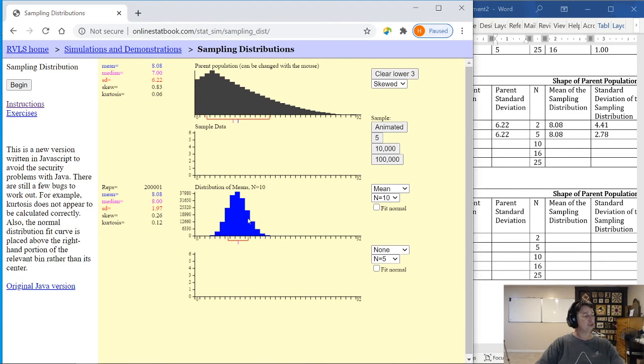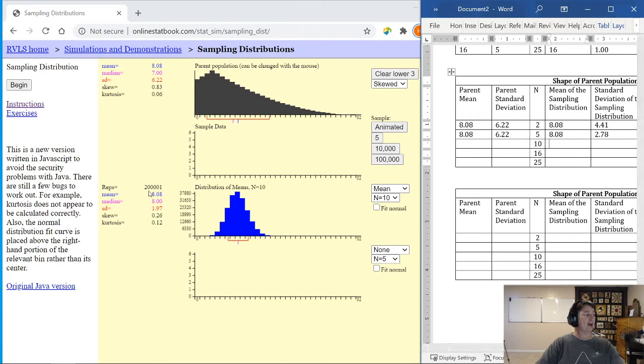And notice in this new sampling distribution of sample means, the mean is still 8.08, and the standard deviation is 1.97. It got smaller. And notice the shape of this. My mean and my median are getting really close to one another, so it's looking more and more normal, more and more symmetric. The parent was still there at 8.08 and 6.22.